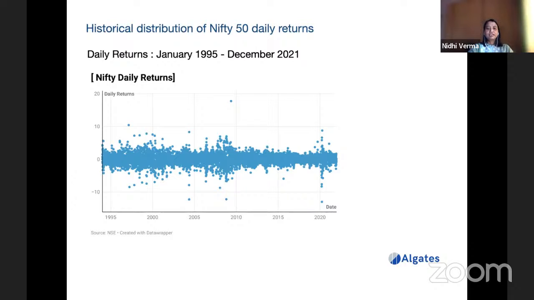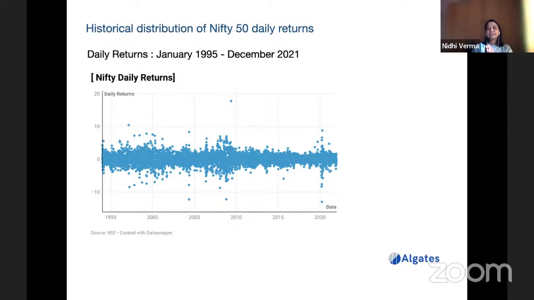So if you see, most of the time the returns are around the zero line. Most of the days the returns are hovering between, say, 1 to 2%. And then you see there are times when the returns go even beyond 10%, or in recent times, also around 2020, you see a lot of volatility in the market and returns going more than 10%.